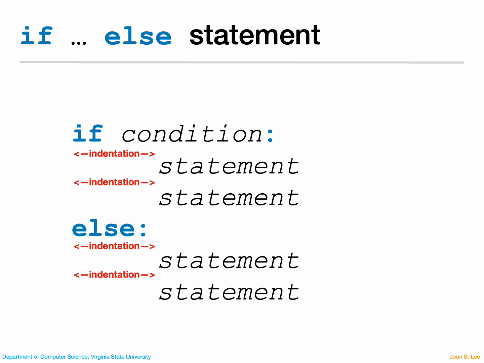So the logic works like this. Check the condition. If it's true, do one thing. If it's false, do the other. This guarantees that the program always makes a choice. It will run exactly one of the two blocks depending on the result of the condition.